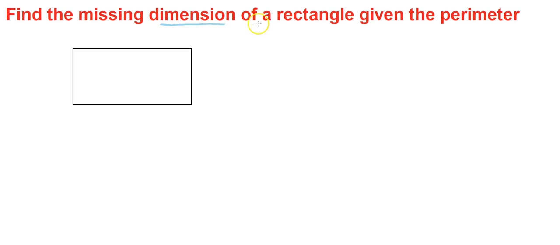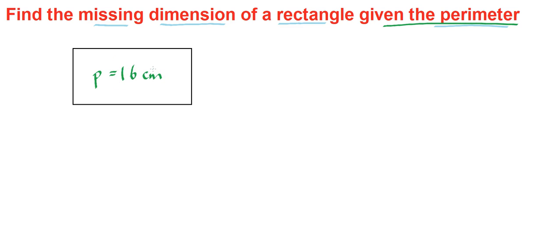Find the missing dimension of a rectangle given the perimeter. So these kind of problems usually look a little bit like this. You get given the perimeter. So in this case, let's say the perimeter is going to be 16 centimeters.